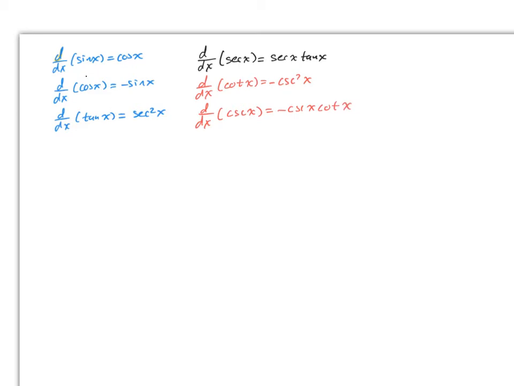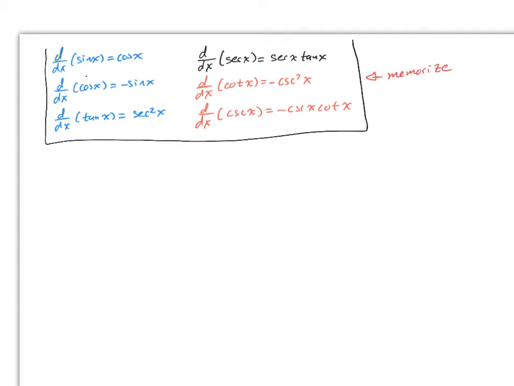Now, an easy way to remember which one is which: notice that all the ones where the function starts with c, the derivative is negative. The derivative of cosine is negative, the derivative of cotangent is negative, and the derivative of cosecant is also negative. So that's one way to remember. Now, I highly recommend you memorize all of them because you're going to use them over and over. Alright, so memorize this.